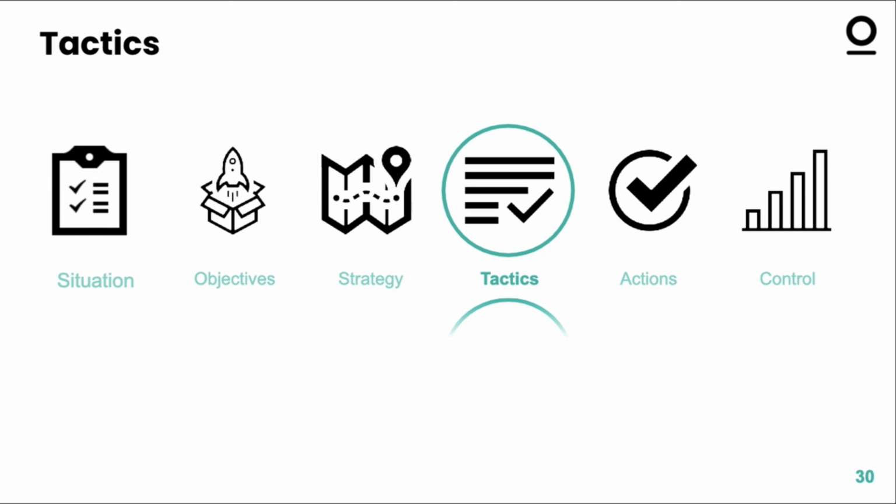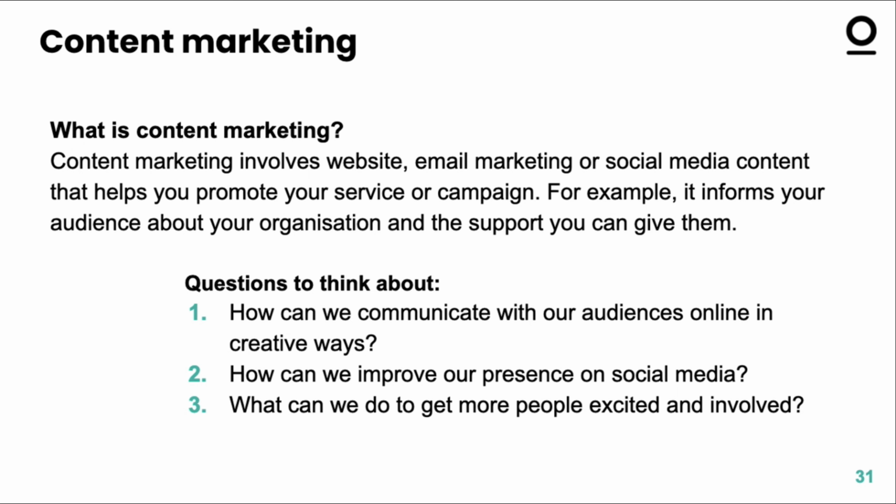Now we're going into the actual tactics, what we can actually do to make people take action or do what we want them to do online in our digital marketing campaigns. So when we look at our tactics, we want to look at the different areas of digital marketing available to us. Here we're going to start with content marketing. Content marketing involves websites, email marketing or social media content that helps you promote your service or campaign. For example, it informs your audience about your organization and the support you can give them.